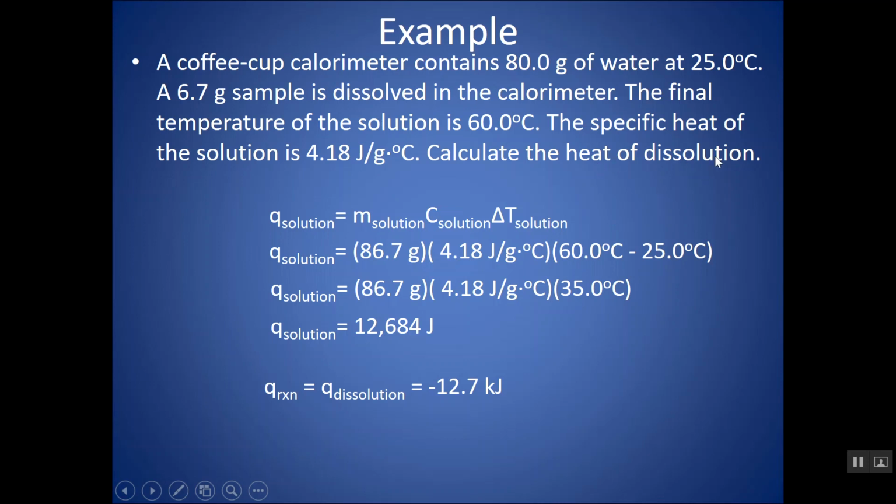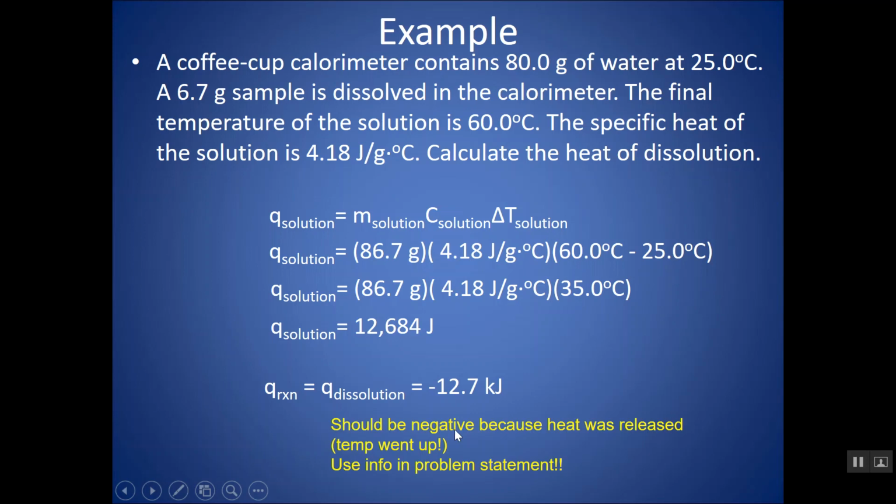So the reaction, which is a dissolution reaction, calculate the heat of dissolution, would be the same value but negative. They didn't specify units, but I changed to kilojoules just since it's a pretty large number, by dividing by 1,000. Again, it should be negative, make sure, because heat was released, temperature went up. I'm using the information in the problem statement to figure out my sign.